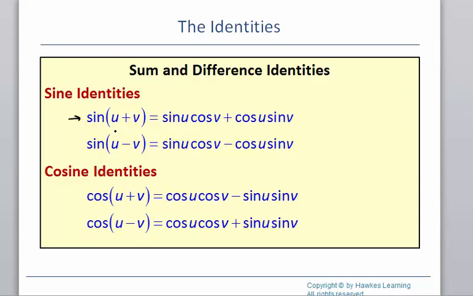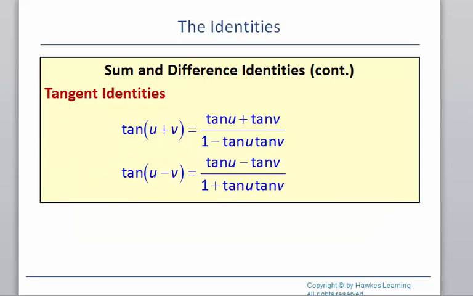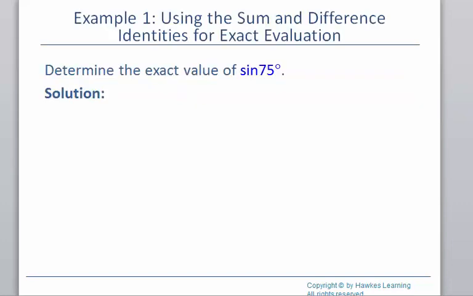We have similar formulas for the sum and the difference of two angles when we're taking the cosine. And we also have formulas for the sum and the difference for tangent. So let's go back to our problem. The idea is that we want to be able to take the problem that we're given, sine 75 degrees, and we want to break that 75 degrees up into either two angles that are added together or two angles that are subtracted.